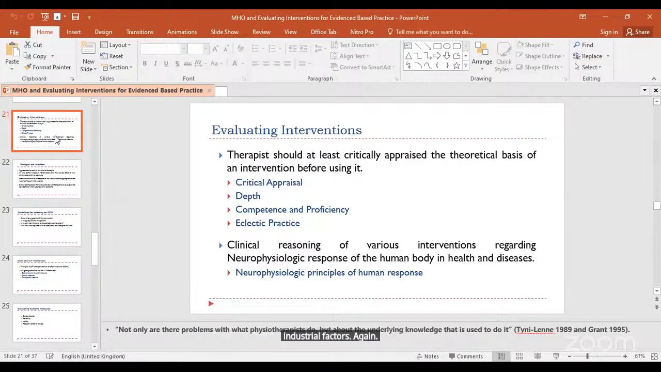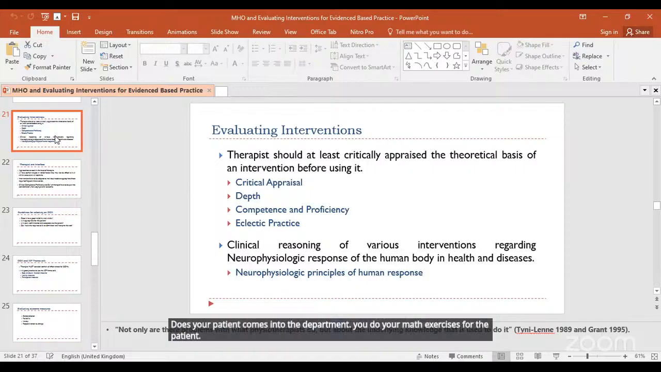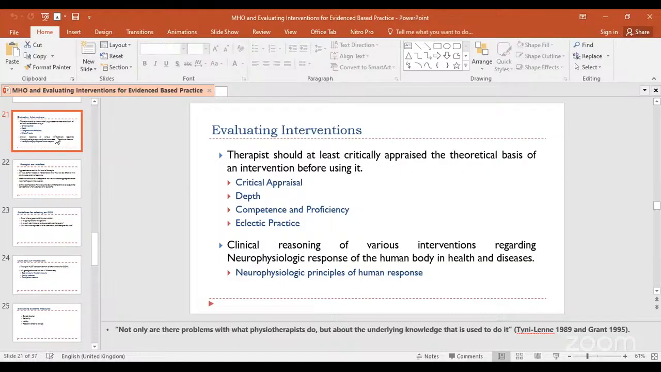Again, a lot of us are eclectic practitioners. That is, in our practice, we combine different interventions. Very few Nigerians really use a single intervention. Maybe you are treating a stroke patient, for example. That stroke patient comes into the department, you do your PNF exercises for the patient. That PNF you have done is an approach. After that, you tell the patient to carry weights, muscle strengthening. Muscle strengthening is an approach with its own theoretical basis, with its own evidence.